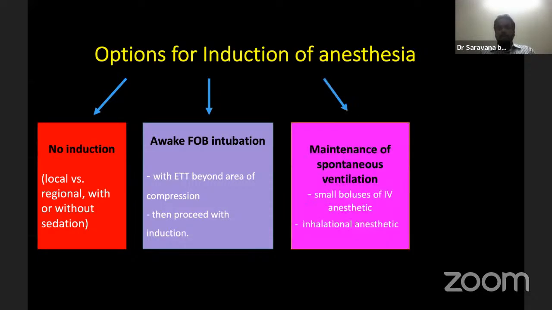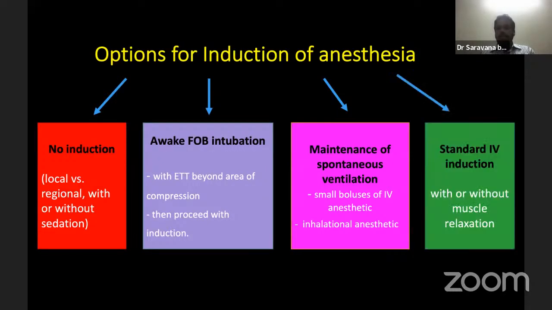The third is the maintenance of spontaneous ventilation. This can be done with small boluses of IV anesthetic or inhalational anesthetics. Keep the patient under spontaneous ventilation and try to intubate under spontaneous ventilation if possible. And once the tube crosses the compression area, then you can start muscle relaxants if you want.